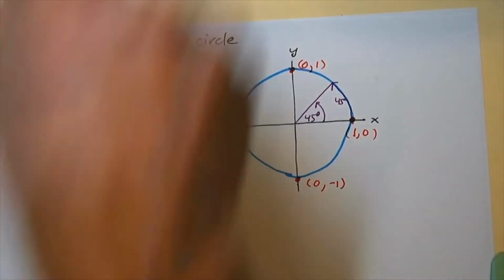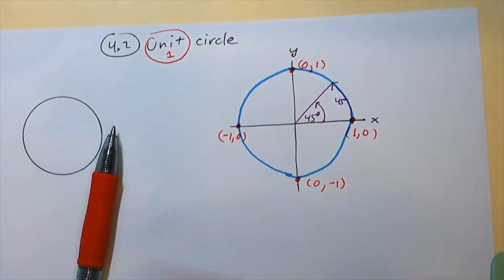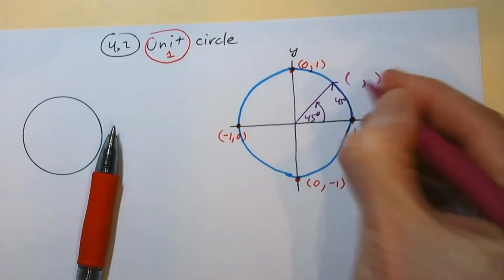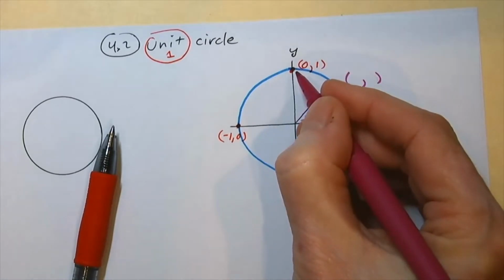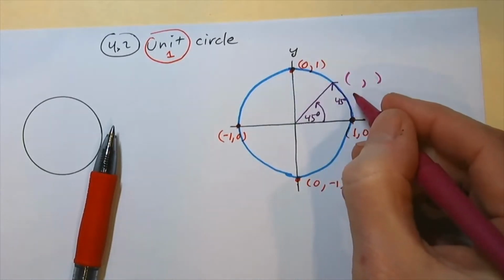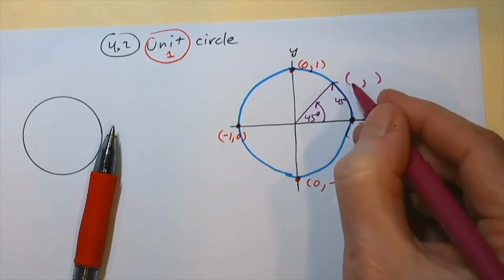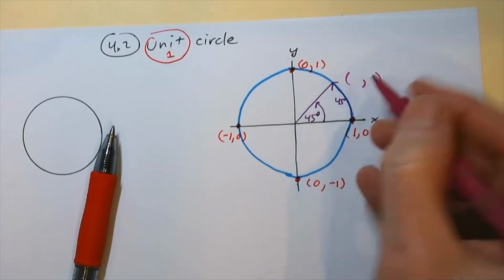But what if, here's what I would like to know. What are the coordinates right here? Like here's (1, 0), right? And here's (0, 1). What's this? And you might say 1/2, but it's not 1/2.